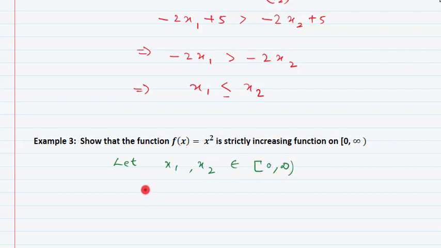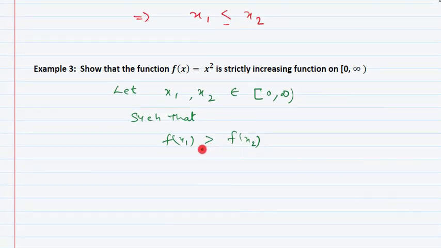Proceeding in the same way, such that f(x1) is greater than f(x2). You can take the less than sign over here, it doesn't matter whether you start with the greater than sign or the less than sign. You may start with any of the signs, we just need to prove that the sign remains the same or is reversed. So we are starting with f(x1) greater than f(x2).